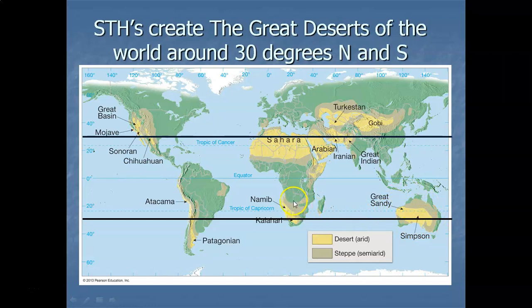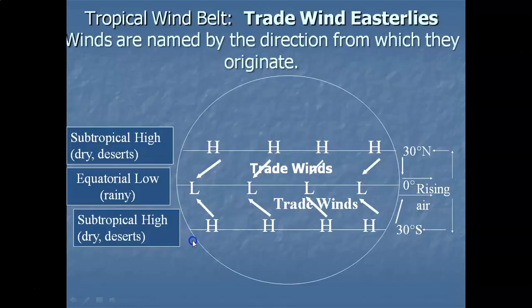Another really good example, a little bit off, but it still works out, is in southern Africa. The Kalahari Desert is indeed a beautiful example of a subtropical high desert, high pressure and cloud-free conditions. The Patagonian Desert is a little bit off, but it's still a pretty decent example of a subtropical high desert. So that's where the great deserts of the world are.